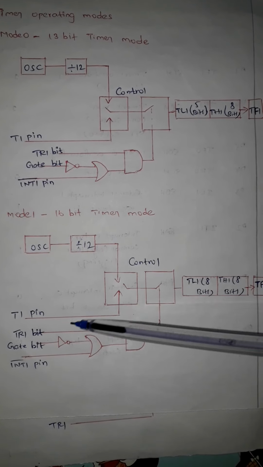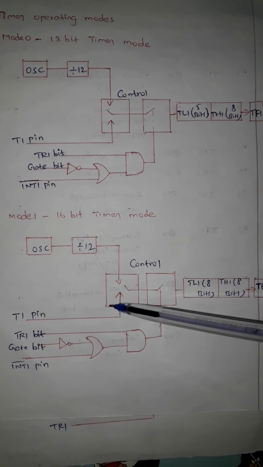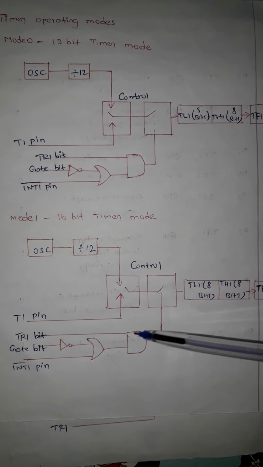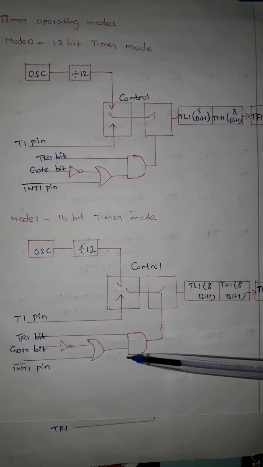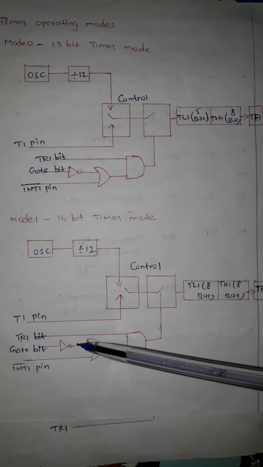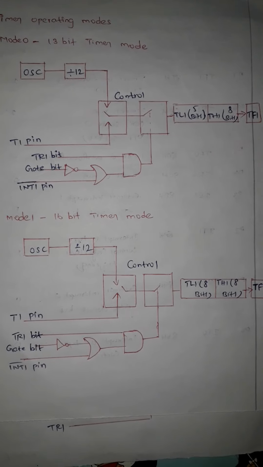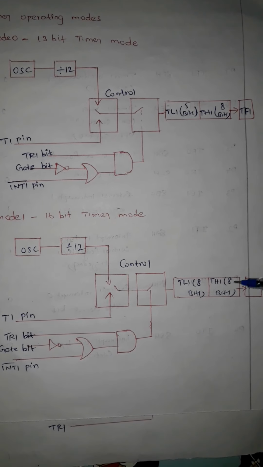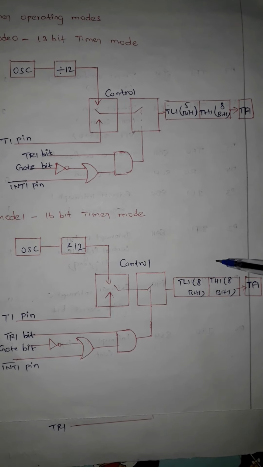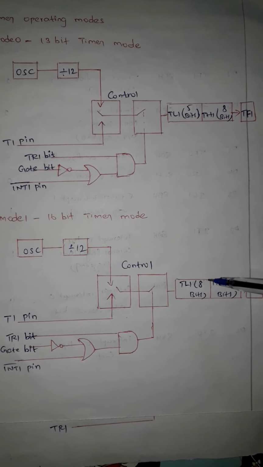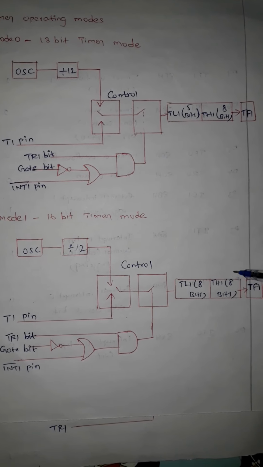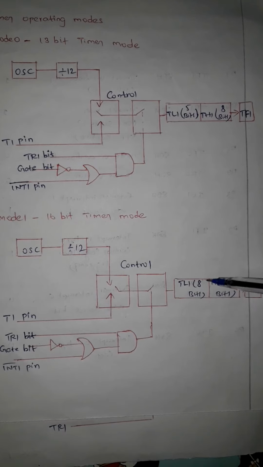That is, you can select the internal clock oscillator through the oscillator divided by 12, or you can select the count mode by using the T1 pin, or you can turn the timer on and off by using TR1, and you can control the interrupt through the gate bits. And here you are using a 16-bit timer, so all the 16 bits of the timer are used. So the lower 8 bits and the higher 8 bits, all the 16 bits in the timer are used.